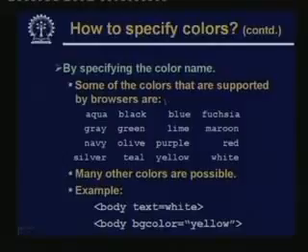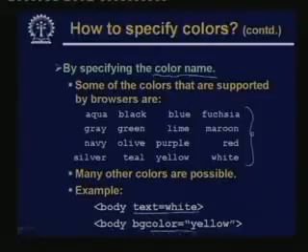Of course there are some limitations to this, you cannot arbitrarily specify any color. There is a list of color names, and you can specify the color by name. Some of the colors that all browsers support are aqua, black, blue, grey, green, lime, etc. So you can use one of these colors in this specification. For example, you can say body text equal to white, body BG color equal to yellow. This example shows you that the begin and end quotes are optional. You can give them, or you may not give them. Both will be interpreted correctly by the browser.